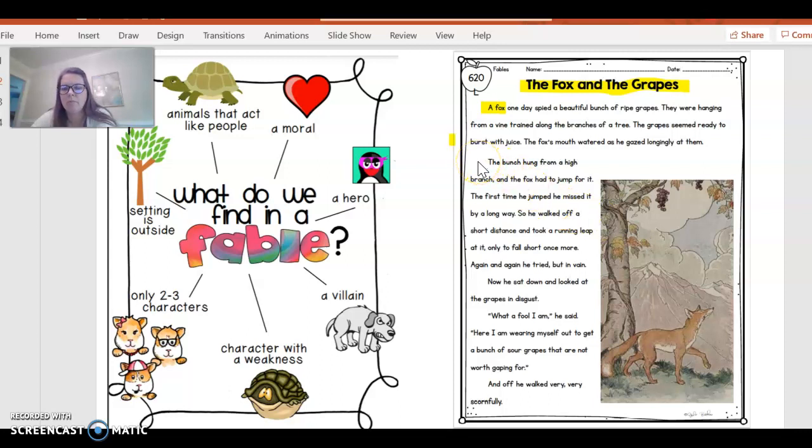The bunch hung from a high branch and the fox had to jump for it. The first time he jumped, he missed it by a long way. So he walked off a short distance and took a running leap at it, only to fall short once more. Again and again he tried, but in vain.